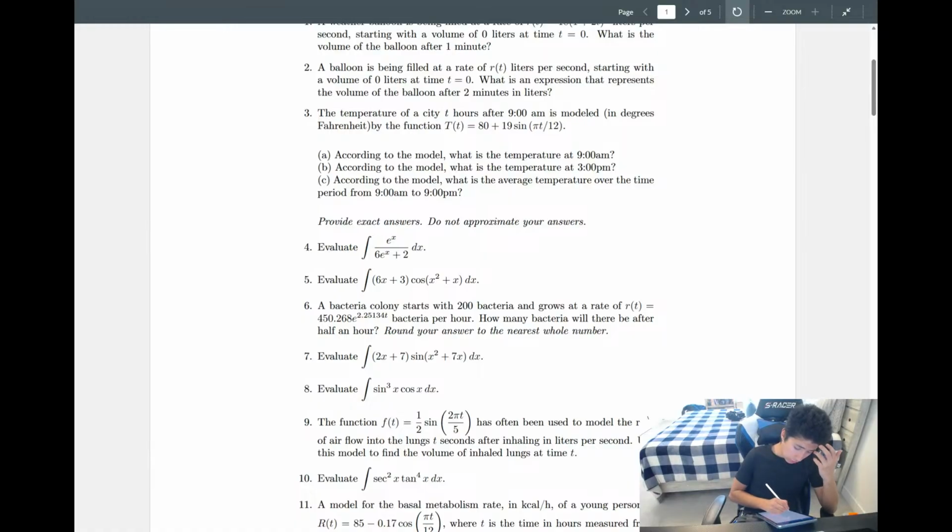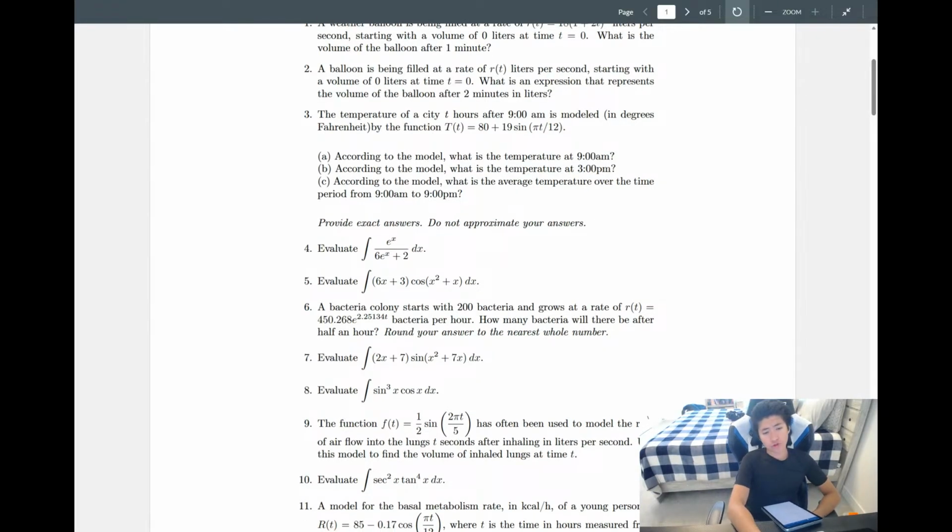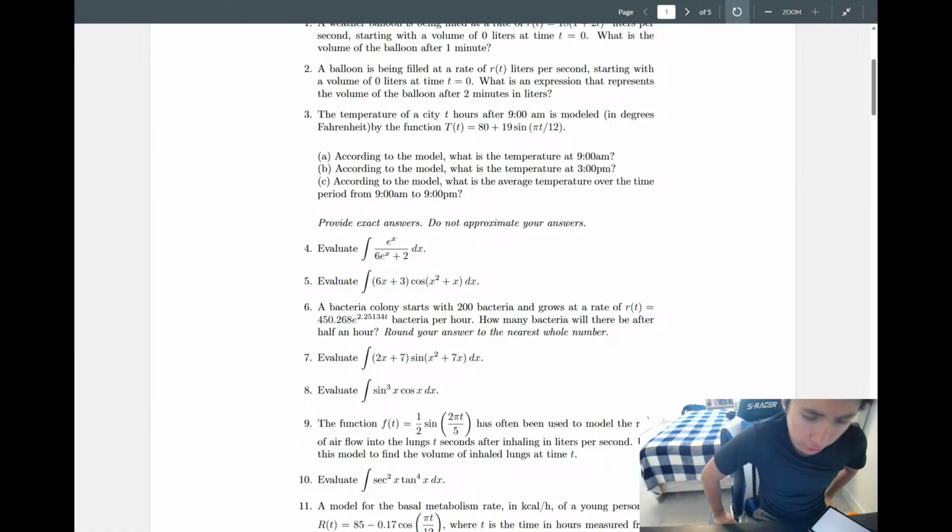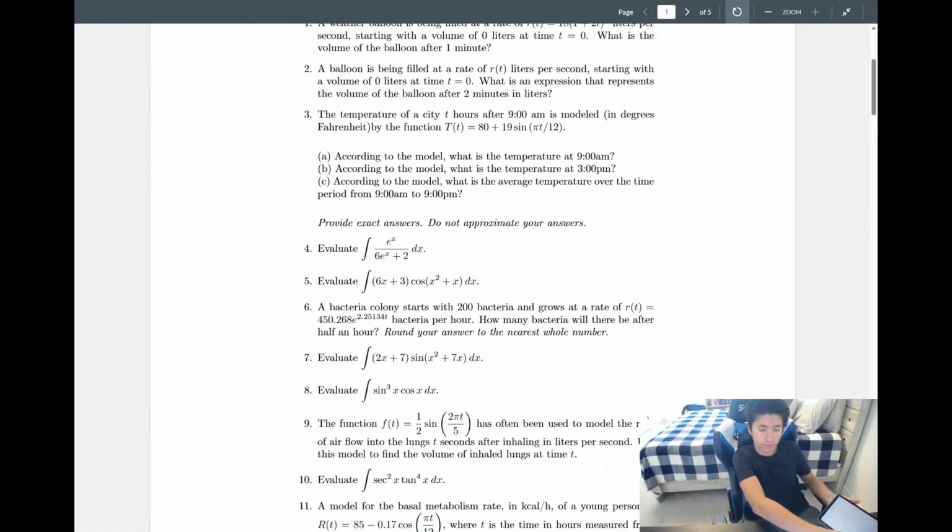All right, so first, what is the antiderivative of the integrand? Looks like we're going to have to do U substitution, because this is a U substitution problem. Hold on, did I have to do U substitution here? The temperature of a city t hours after 9 a.m. is modeled. The temperature, right. Yeah, no, I don't have to. Okay, so C is where they want me to do the integral.